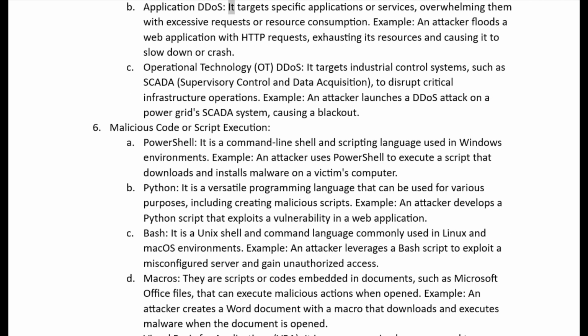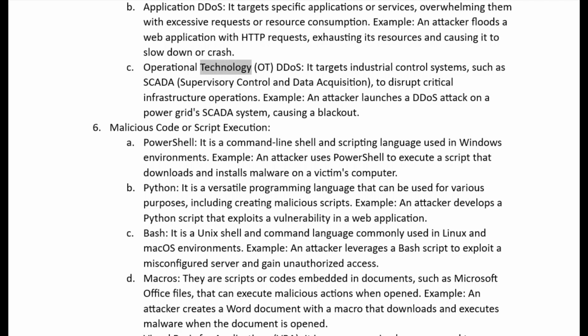Application DDoS. It targets specific applications or services, overwhelming them with excessive requests or resource consumption. Example: an attacker floods a web application with HTTP requests, exhausting its resources and causing it to slow down or crash.